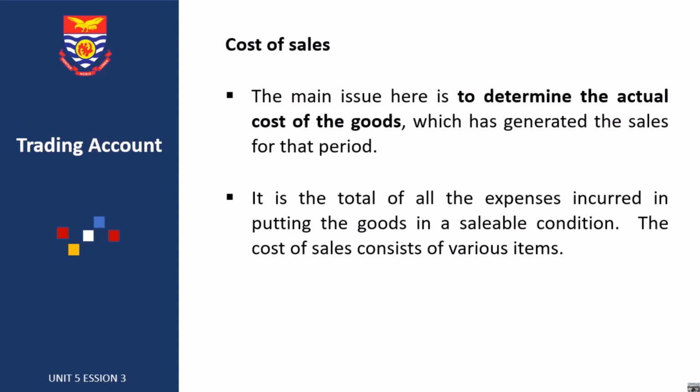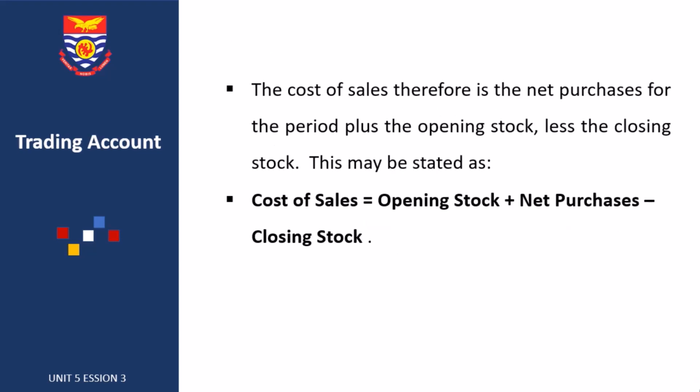Cost of sales. The main issue here is to determine the actual cost of the goods which has generated the sales for that period. It is the total of all the expenses incurred in putting the goods in a saleable condition. The cost of sales consists of various items. The cost of sales, therefore, is the net purchases for the period plus the opening inventory less the closing inventory. This may be stated as cost of sales is equal to the opening inventory plus net purchases minus closing inventory.